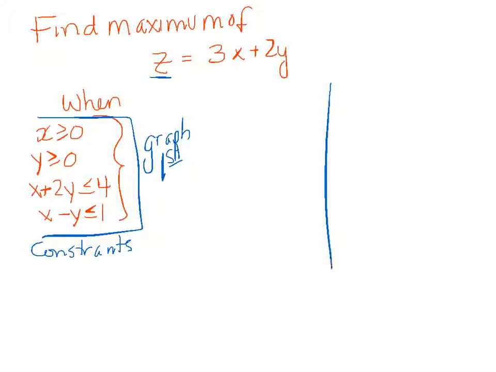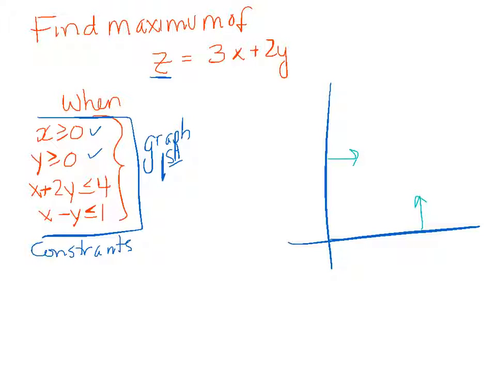So let's throw these up on a coordinate system. These first two are telling me that my feasible solution is in the first quadrant. You know, x is greater than 0. Let me switch colors. Y is greater than 0. So I can just get rid of the second, third, and fourth quadrants. Don't even consider them.